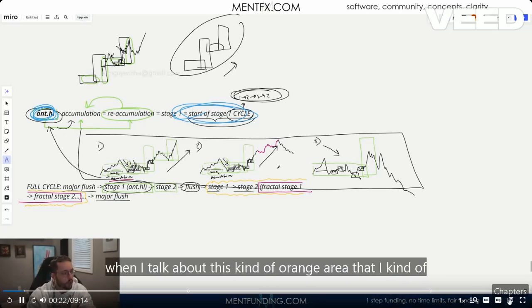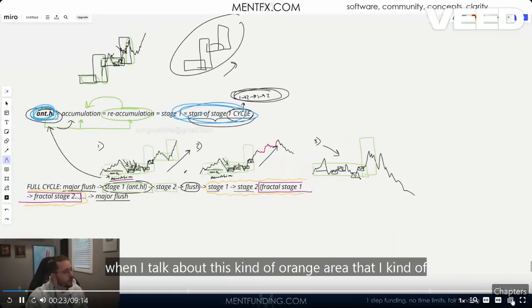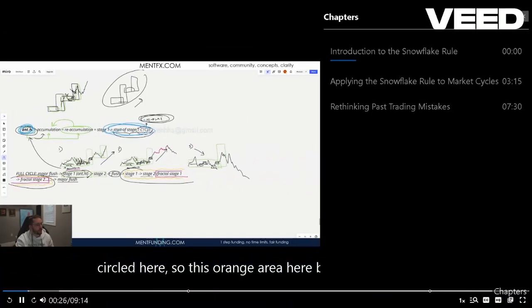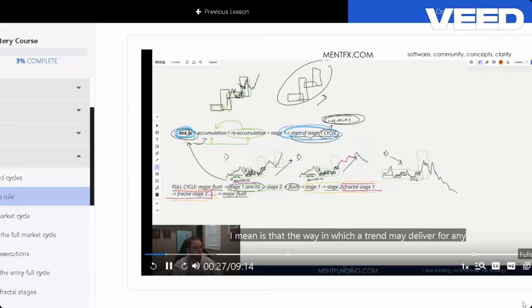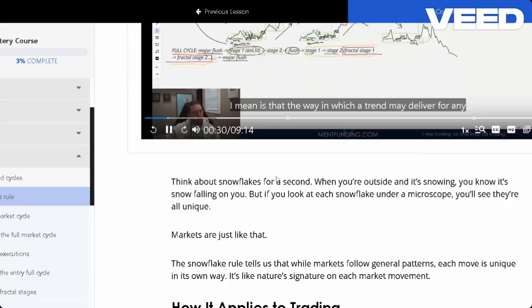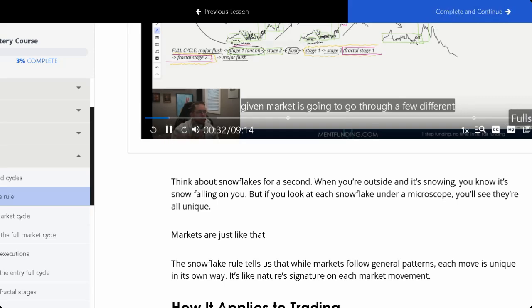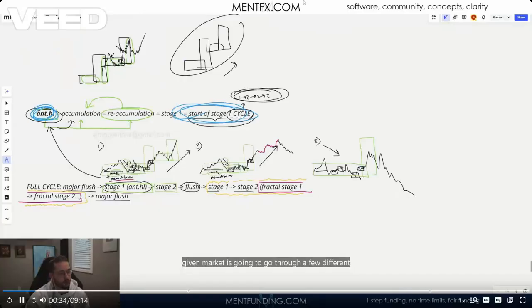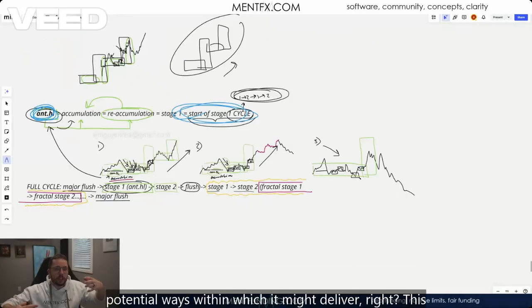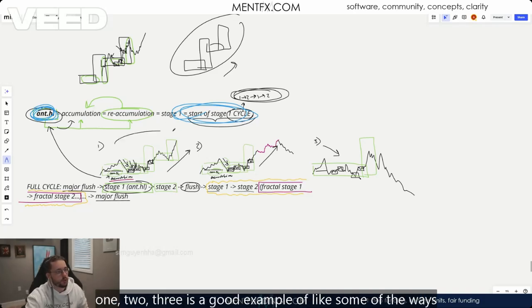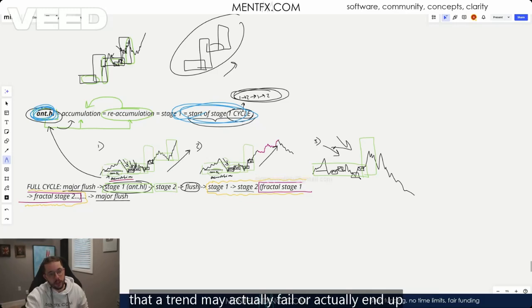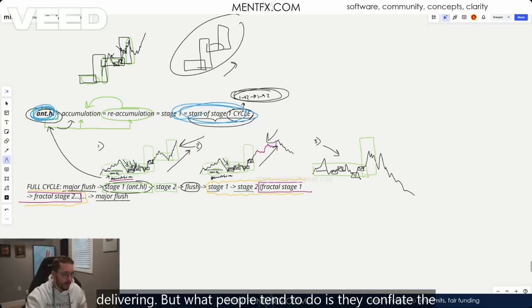So when I talk about this orange area that I circled here, this orange area being a hybrid, what I mean is that the way in which a trend may deliver for any given market is going to go through a few different potential ways within which it might deliver, right? This 1, 2, 3 is a good example of some of the ways that a trend may actually fail or actually end up delivering.